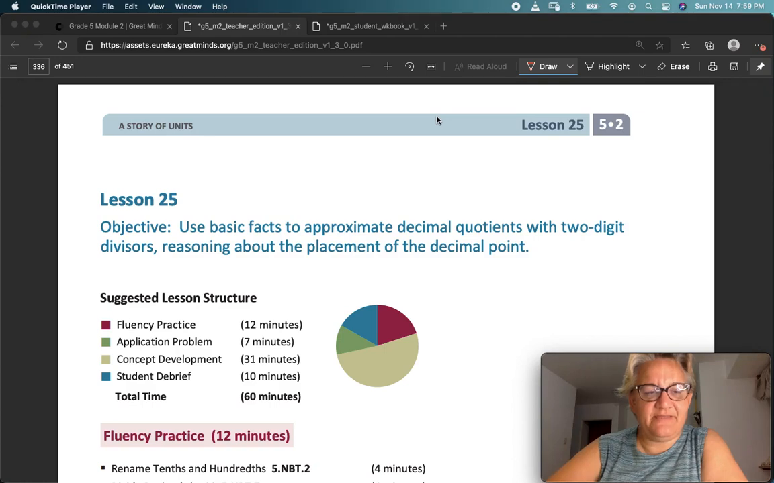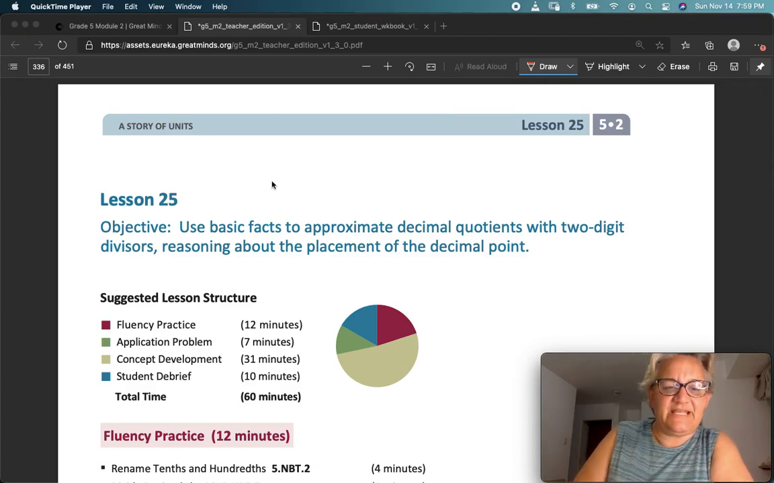Welcome to Eureka Math. This is Module 2, Lesson 25, and our objective today is to use basic math facts to approximate decimal quotients with two-digit divisors, reasoning about the placement of the decimal point. Okay, let me explain that to you.